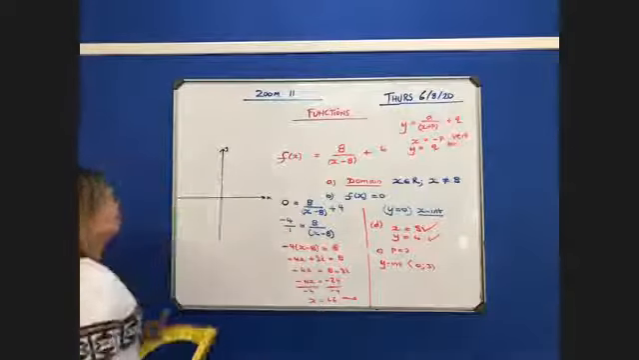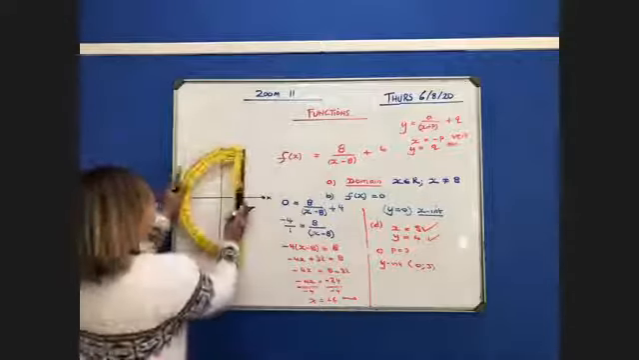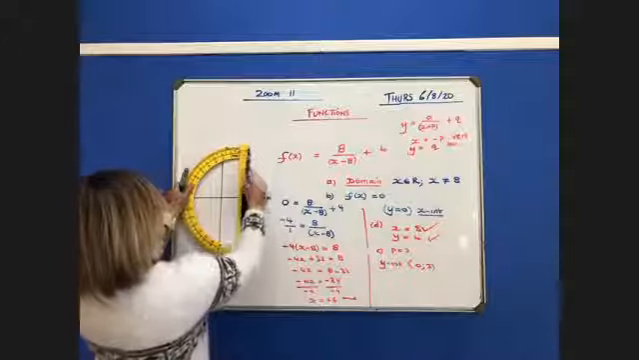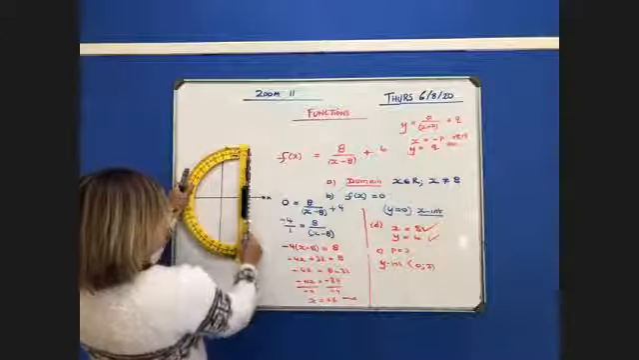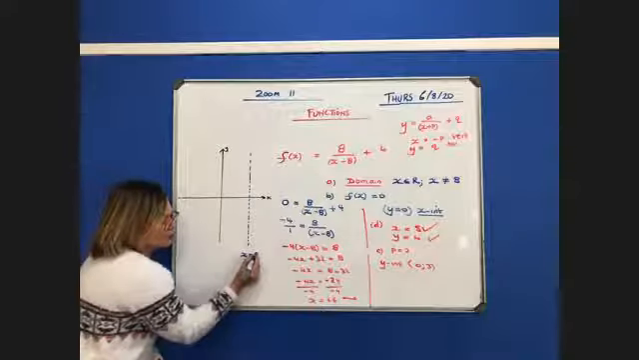So the vertical asymptote, I would change your color, is 8. So go back to the right. Try and be parallel to that y-axis. Dashed line, please. And you have to label it. This is x equals positive 8.